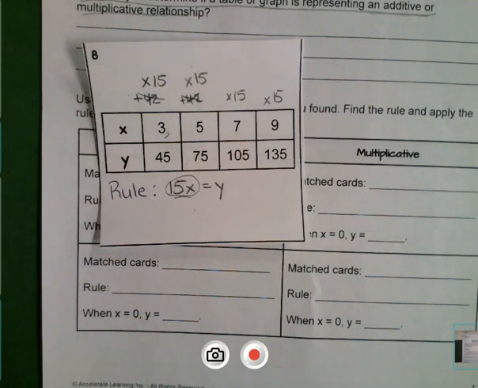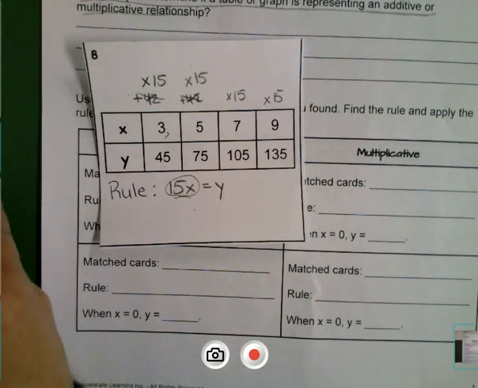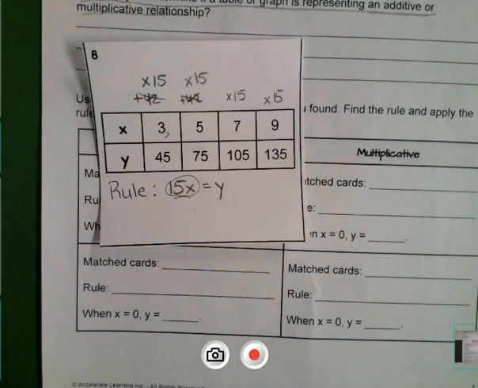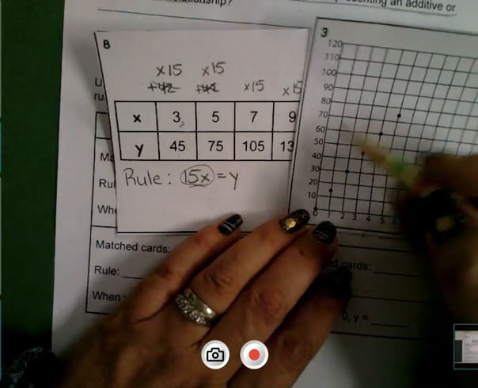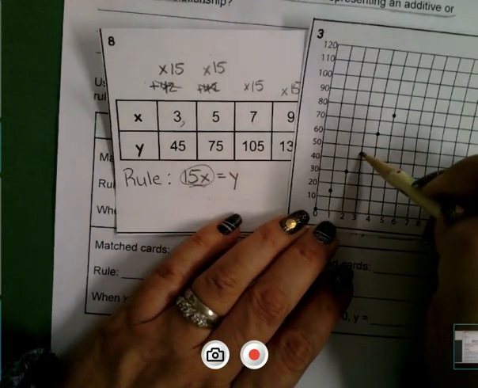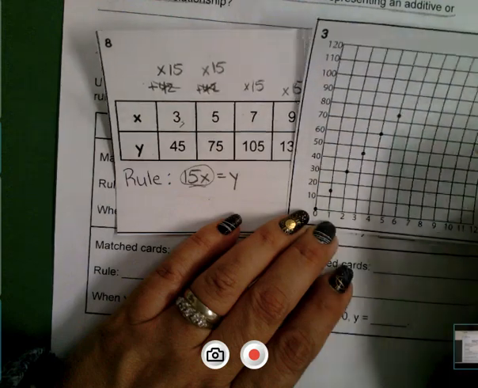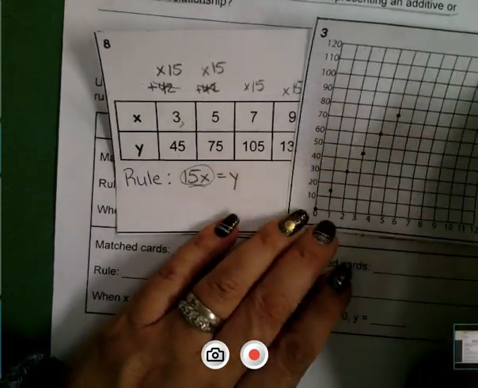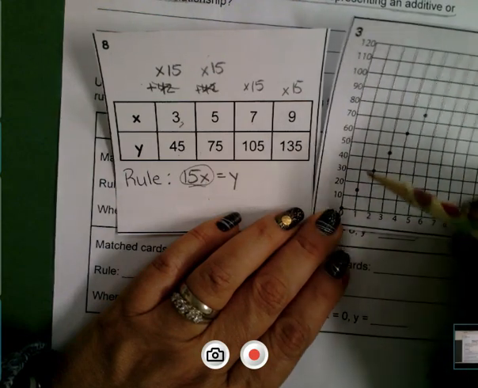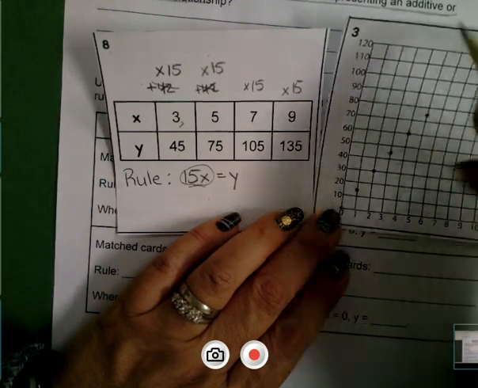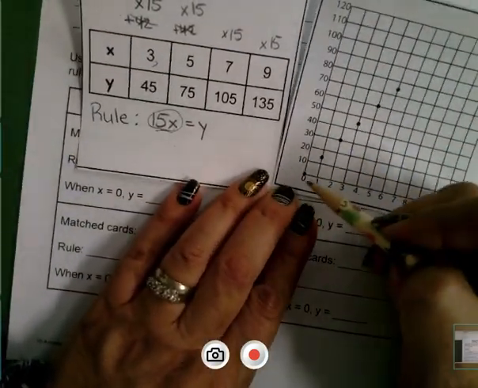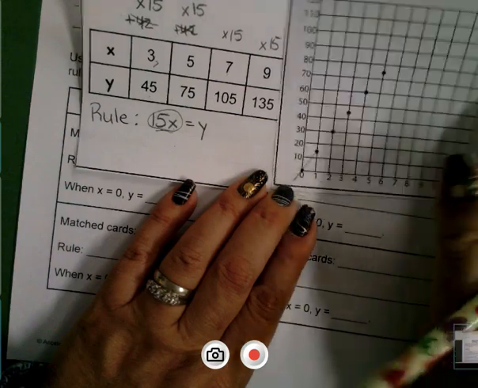So let me go through my graphs and find 3, 45. Okay, and here's one. It has 3 and 45, 5 and 75. So this one looks like it's it. Now I don't show all of them, but I do have 2 of them on there that work. So I know 8 and 3 match. And look, it's multiplicative and it goes through 0. So 8 and 3 match.